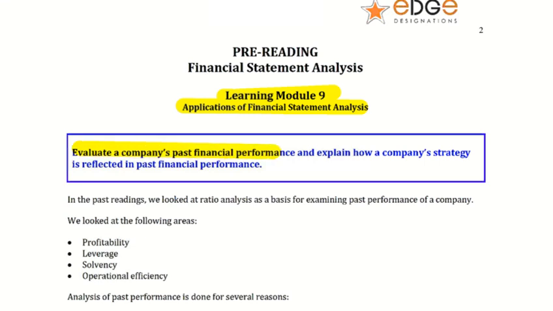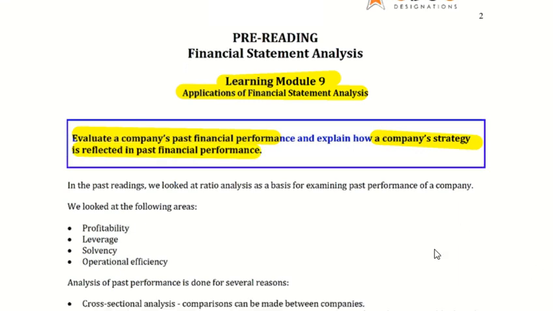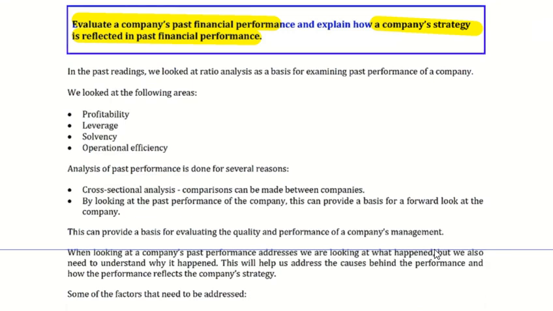Evaluate a company's past financial performance and explain how a company's strategy is reflected in their past financial performance. In the previous learning module, we had a look at some ratio analysis. We looked at various things like profitability, leverage, solvency, operational efficiency, etc. When I analyze past performance, we do that for cross-sectional analysis. We can compare between different companies, and by looking at the past performance of the company, it also gives us a bit of a forward look as to what needs to be done going forward.